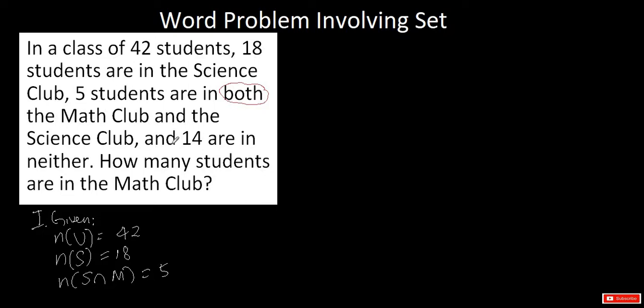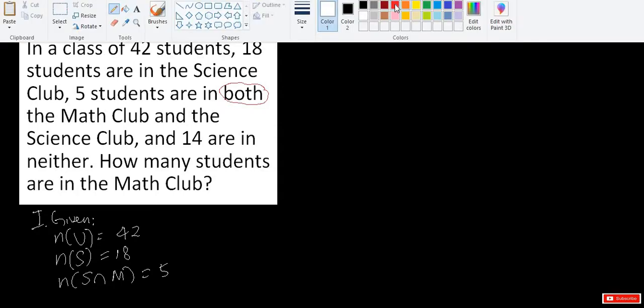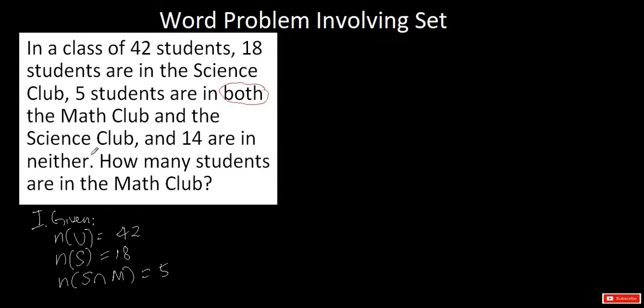Okay, and 14 are in neither. So we have another keyword in the problem, neither. This would mean that these students don't belong to either of the two clubs, the math and the science club. Perhaps they belong to other clubs.